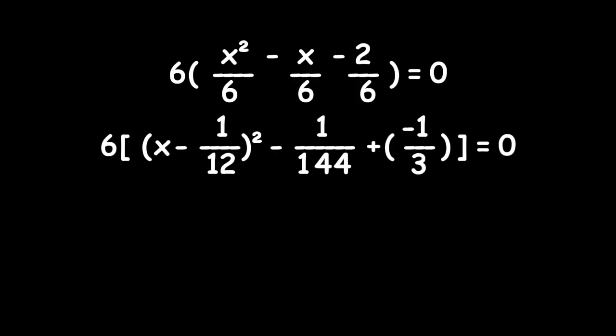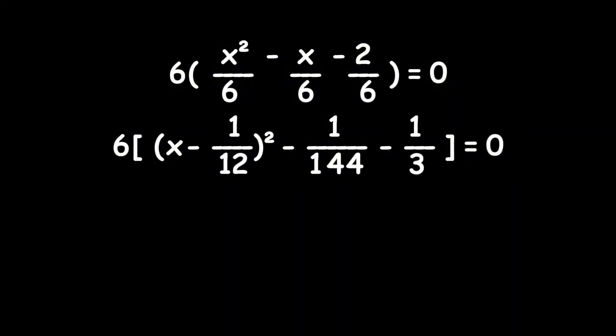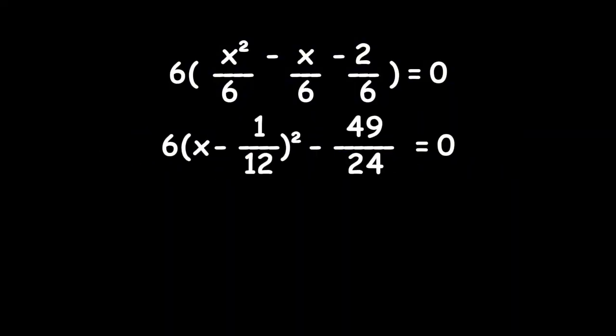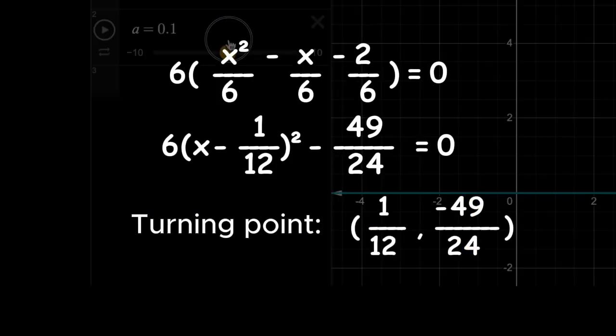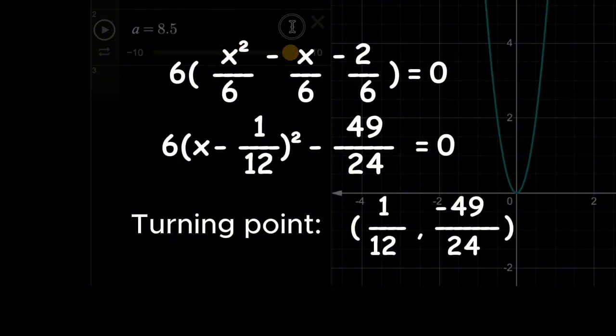Then we simplify inside these brackets and get this. And then we multiply the 6 with everything. The turning point is 1 over 12, minus 41 over 24. The 6 over here doesn't matter, as this controls how fat your curve is going to be and not the turning point. Oh, that was a lot of work.